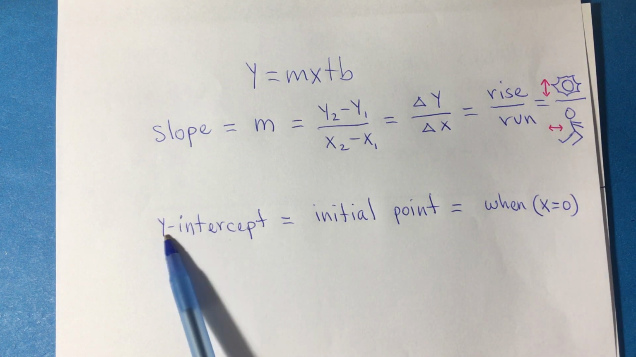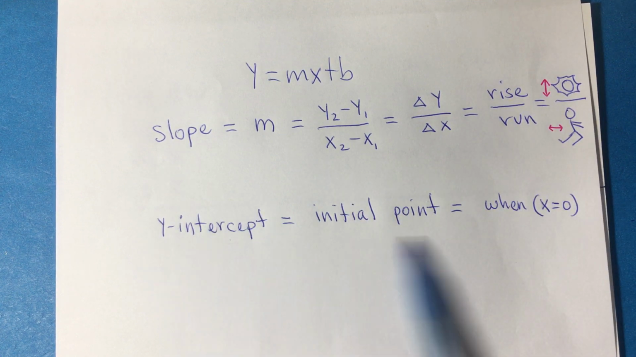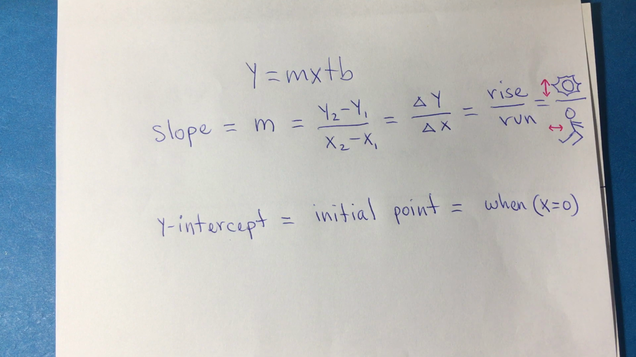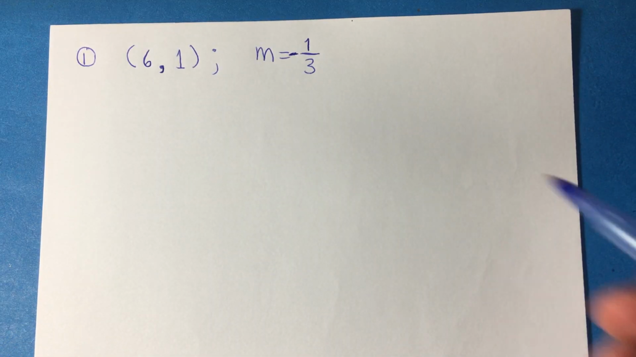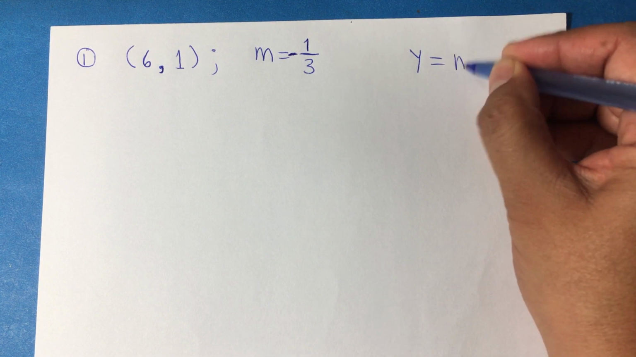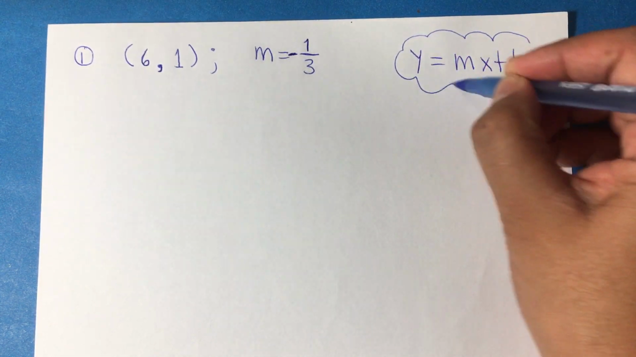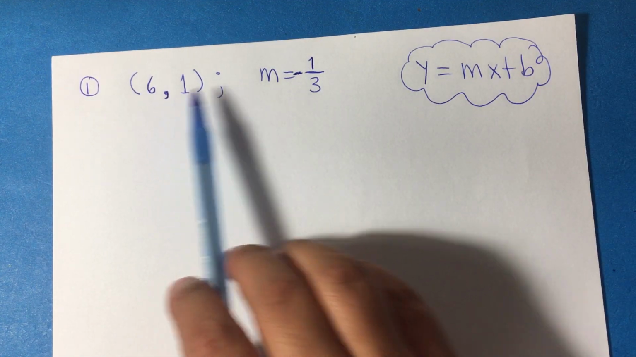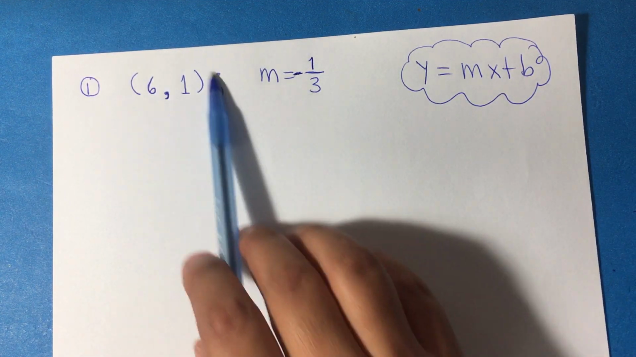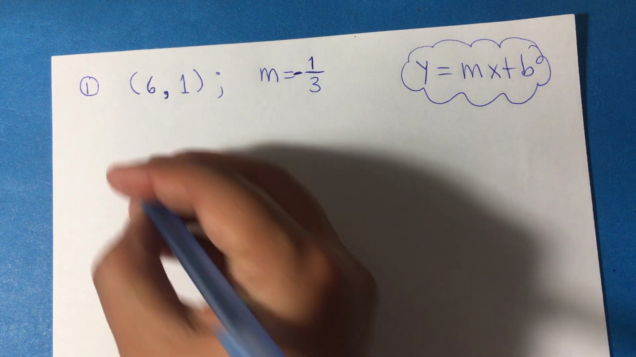And if you recall, the y-intercept is the initial point, and that's when x is 0. This is not going to be pertaining today, but we will find it. Okay, so we want to find the equation in y equals mx plus b. However, to get to that point, we have to find the point-slope formula. This is my point, the point that they're giving me, and this is the slope. They're also giving that to me.